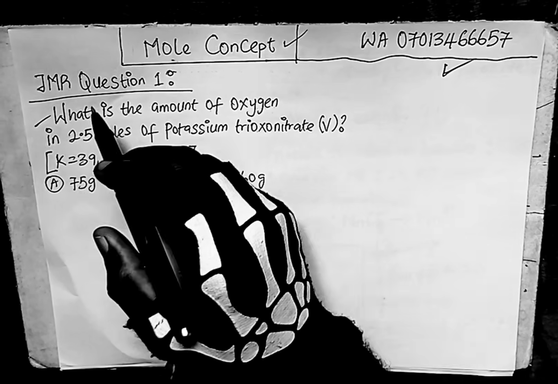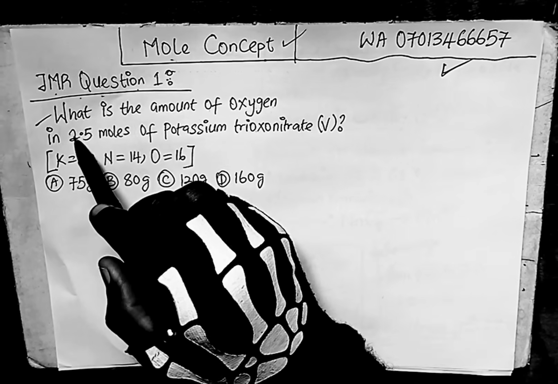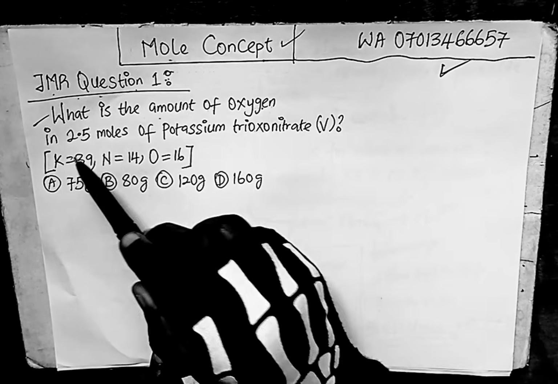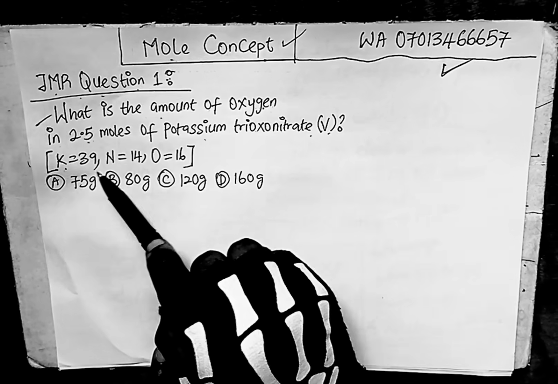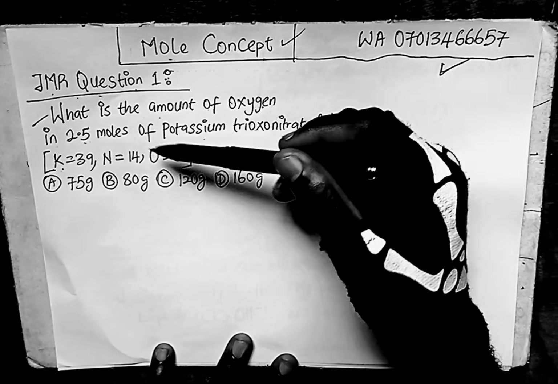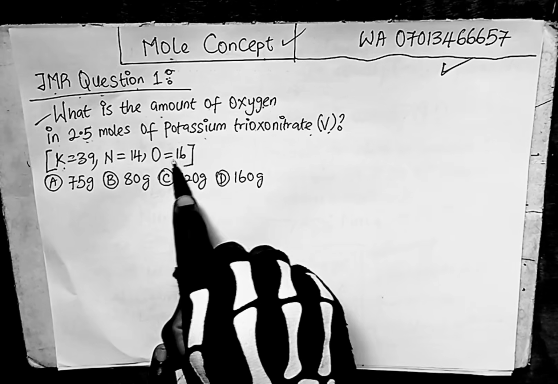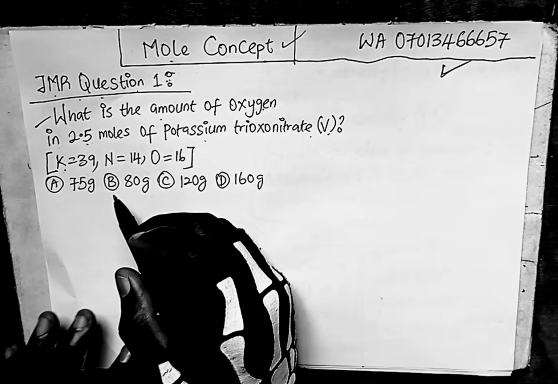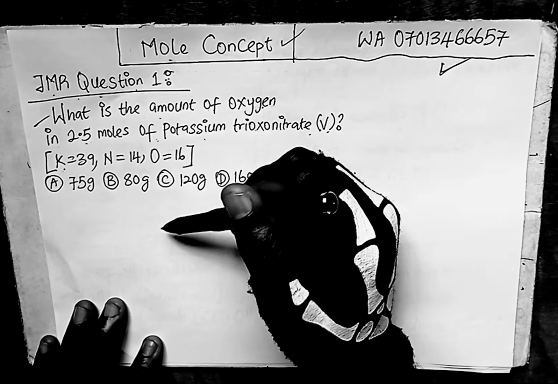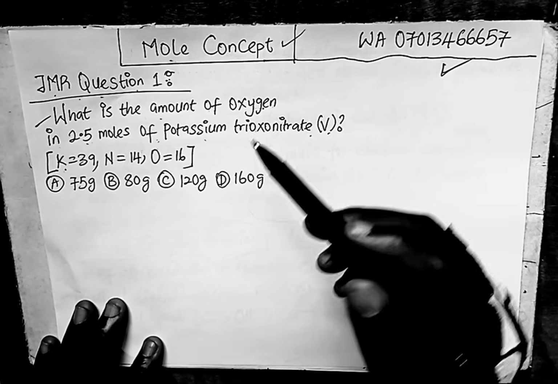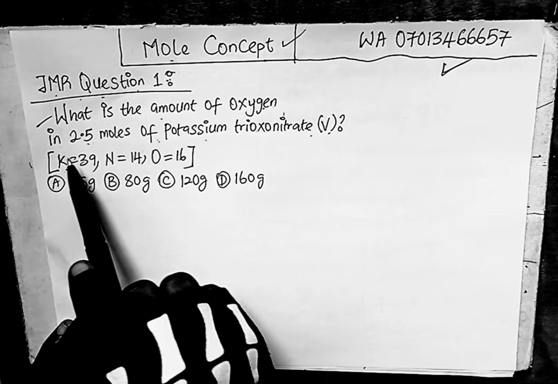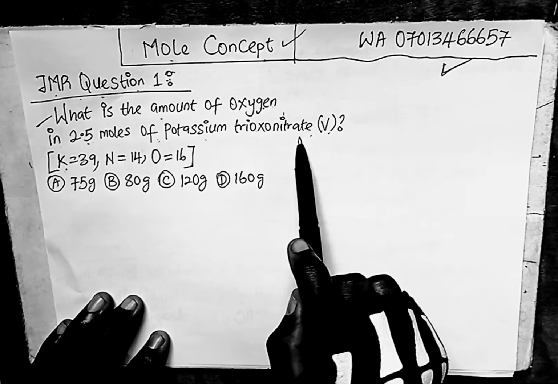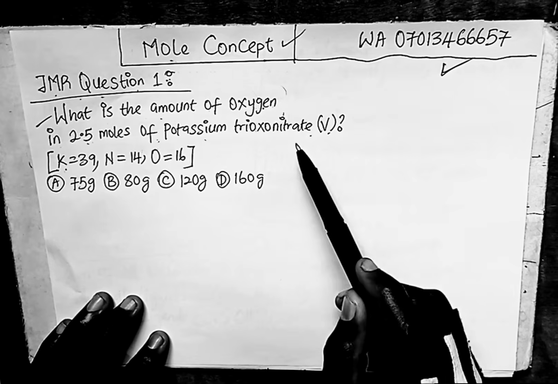All right, let's go. The question we have here is a JAMB must-repeat question 1. The question reads: what is the amount of oxygen in 2.5 moles of potassium trioxonitrate(V)? They gave us all these. What are these, atomic mass or molar mass? Drop it in the comment section. So we are going to use this to solve. This one is a mole concept. They are asking us the amount of oxygen inside this.